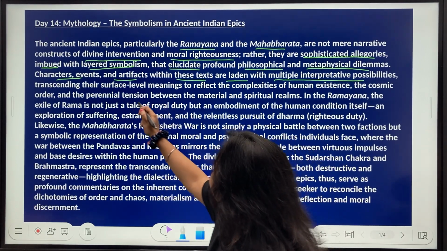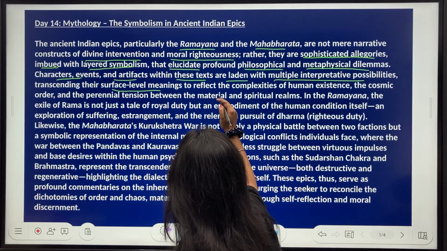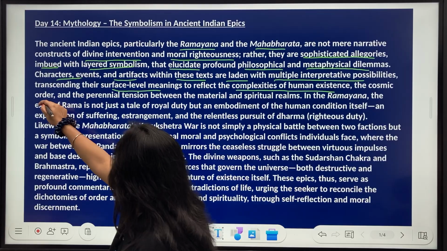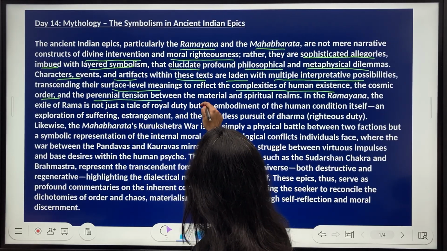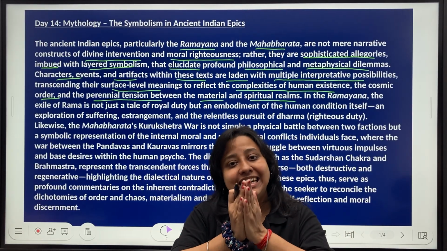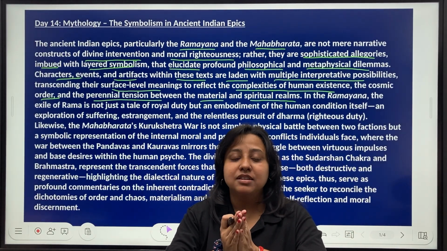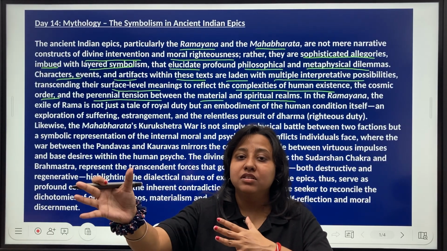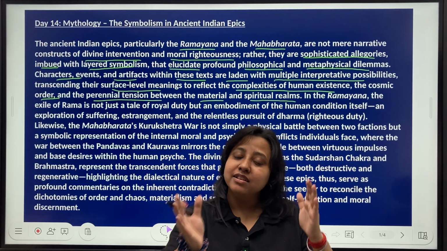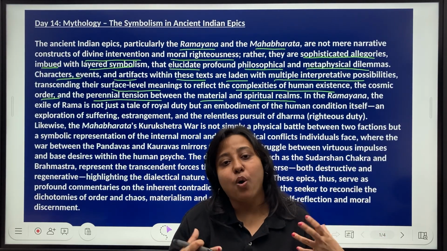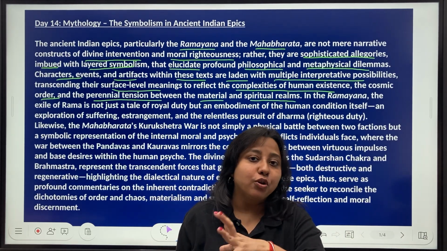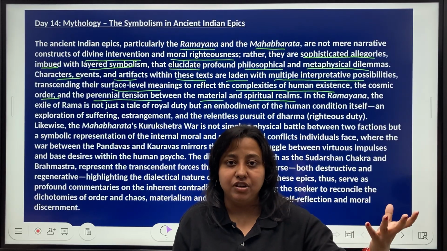They transcend their surface level meanings to reflect complexities of human existence, cosmic order, and the perennial tension between material and spiritual realms. Human existence in itself is a dilemma. Sometimes you gravitate towards 3D pleasures, right? You want to own something, and then there is another aspect to it that tells you that all of this is worthless. This relentless pursuit is worthless. Ultimately you're not going to take anything with you once you leave the 3D world, right?